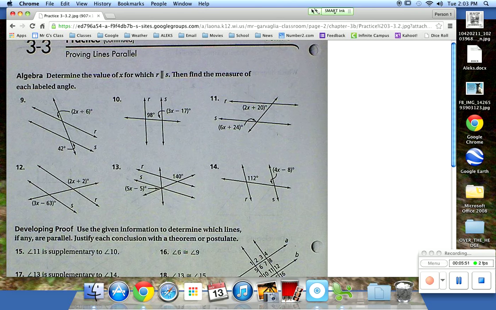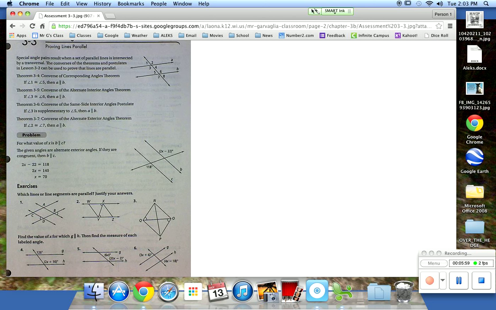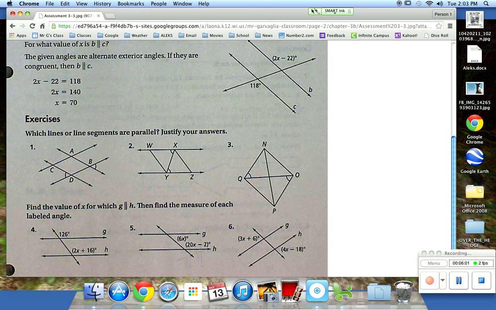What do you want to do? Assessment 3.3. Here's what you've got. You've got 3 of them where you determine which are the parallel lines. You've got 3 of them to solve for x.